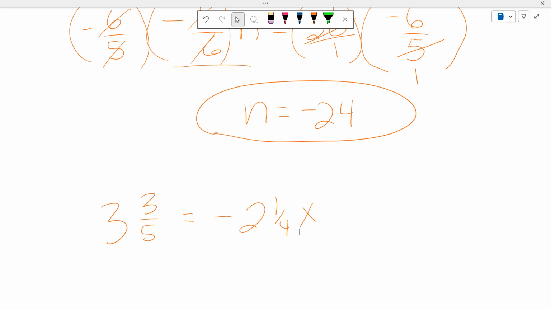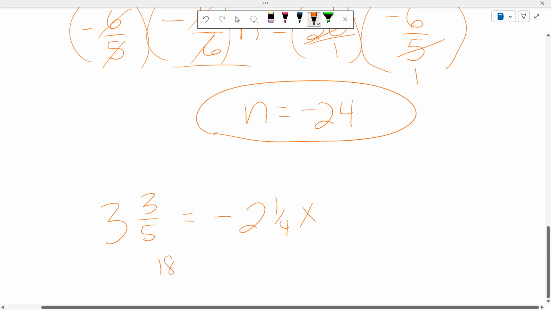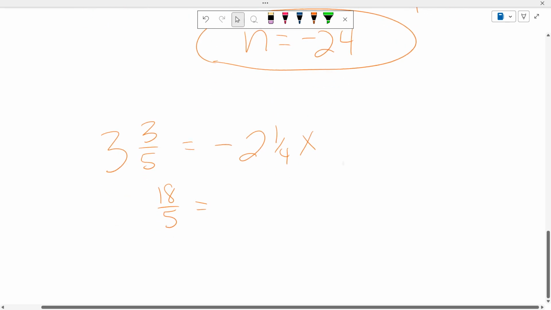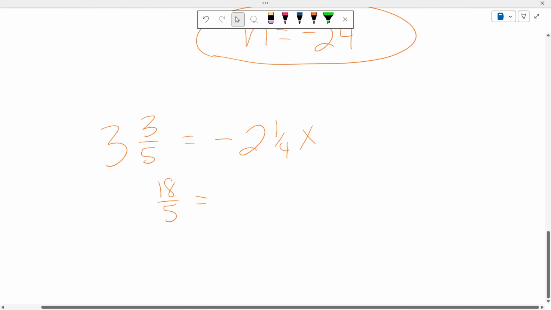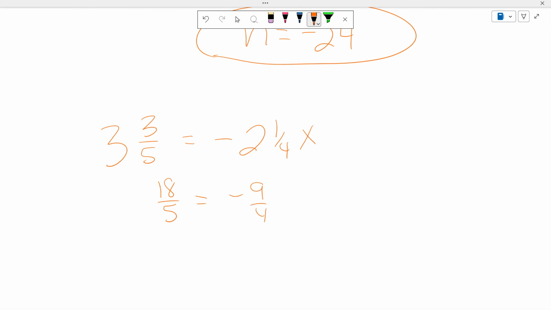Shh, Braden. Focus. But if you didn't have a calculator readily available, or you didn't know what to do, what we do is make these mixed numbers into improper fractions. How do I make this into an improper fraction? Take 5 times 3 plus 3. So it's 18 over 5 equals, on this side, 4 times 2 is? 8. Plus 1 is? 9. So it's a negative 9 over 4x.